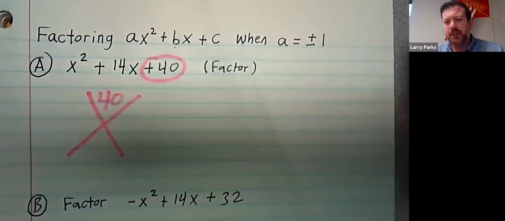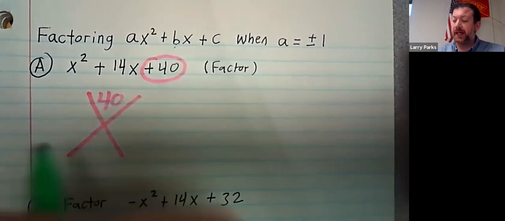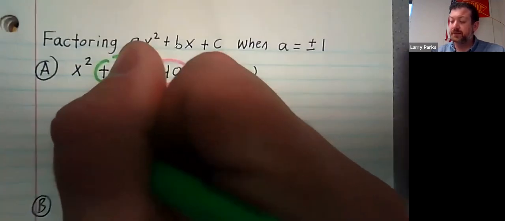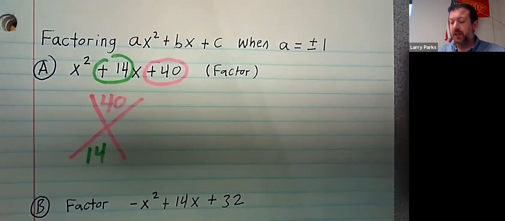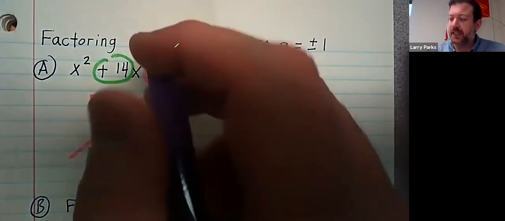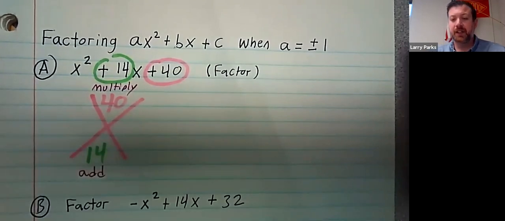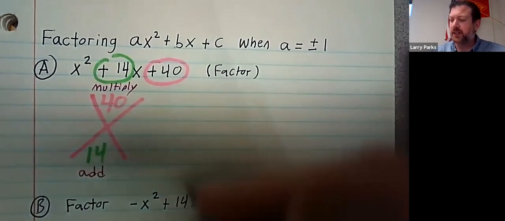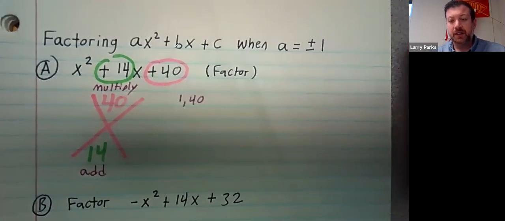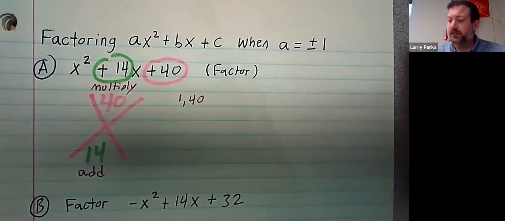I need to think of 2 numbers that multiply to 40 but add to 14. And I'll write that, and I'm not going to write that every single time, but I'll do it today. So it's going to multiply to 40 and add to 14. So when I go through what multiplies to 40, well, 1 times 40 is 40. 2 times 20.